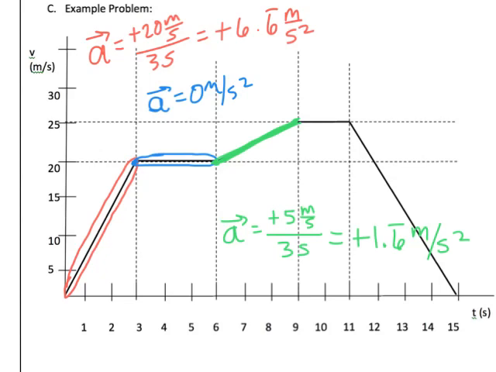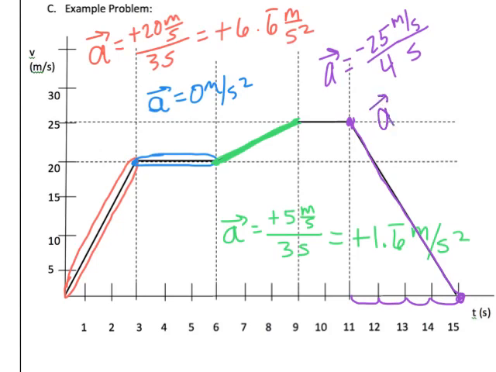The last section that you were asked to find would be from 11 seconds, which is right here on the graph, to 15 seconds. So let's look at the slope for that one. To get the acceleration, we would do rise over run again, but our rise is actually in the negative direction. So we would put negative 25 up on the top, and our run is from 11 to 15 seconds, so that's 1, 2, 3, 4 seconds. So we would have negative 25 meters per second divided by 4 seconds, which gives us an overall acceleration of negative 6.25 meters per second squared.